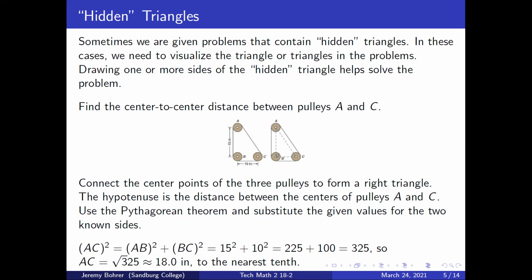Find the center to center distance between pulleys A and C. Connect the center points of the three pulleys to form a right triangle. The hypotenuse is the distance between the centers of the pulleys A and C. Use the Pythagorean theorem and substitute the given values for the two known sides. AC squared equals AB squared plus BC squared. So that's 15 squared plus 10 squared, which is 225 plus 100, which is 325. So AC equals the square root of 325, which is approximately 18.0 inches to the nearest tenth.